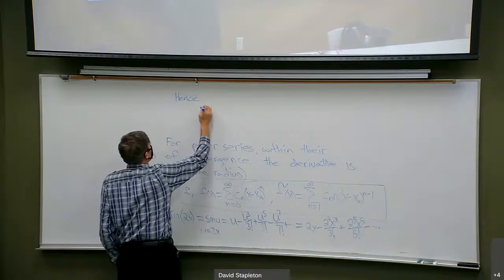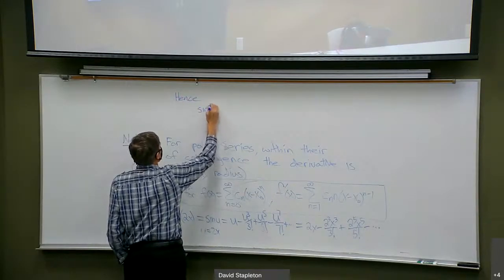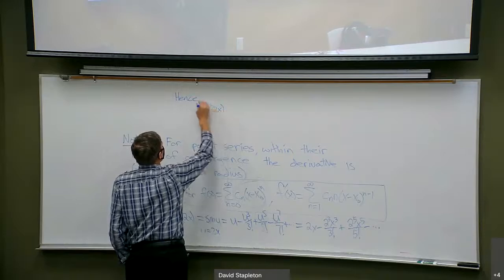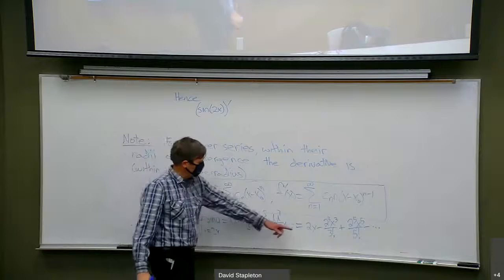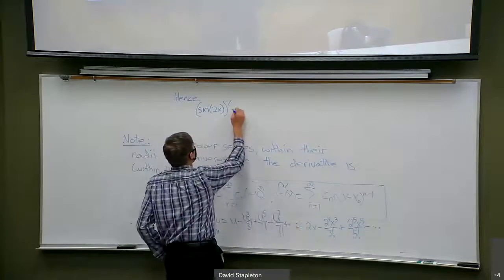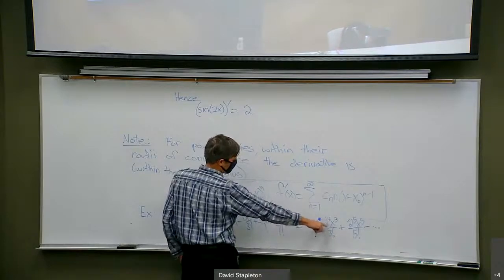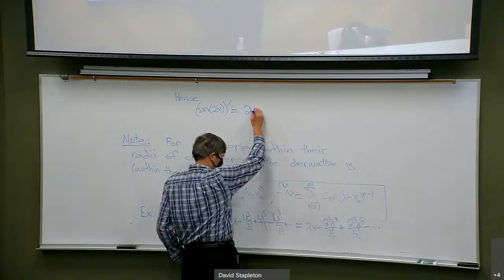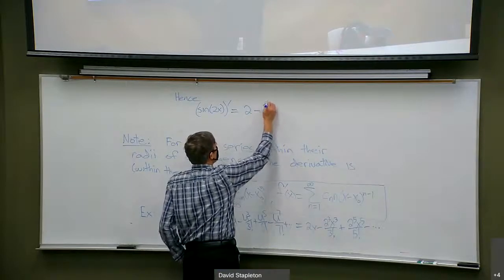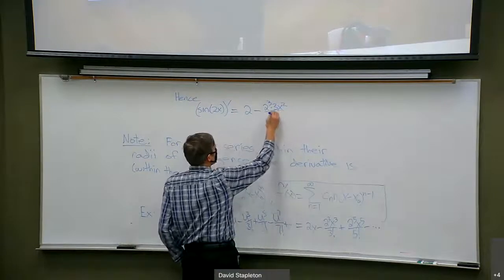Derivative of sine 2x is cosine 2x, right? Sine 2x derivative, we could just take that derivative term by term is what I'm saying. I can take the derivative of 2x and get 2. I can take the derivative of minus 2 cubed x cubed over 3 factorial, and that derivative is 2 cubed times 3x squared over 3 factorial.